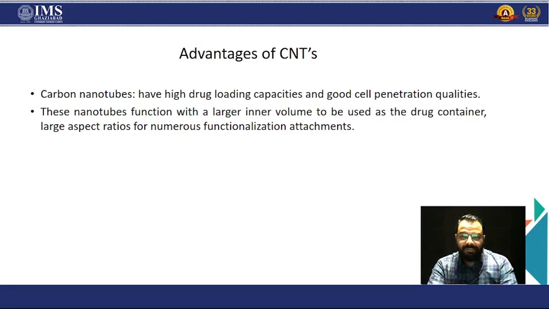So what happens using the high drug capacity? These nano drugs can be effectively delivered to a particular cell or particular organ of interest, which is causing the ailment or which is causing a cancerous property in a cell. So a particular amount of a drug can be given to a particular cancerous cell. As these nanotubes have good penetration, they can easily pass through the cancer cells, get into them and deliver their drug. These nanotubes function with a larger inner volume.